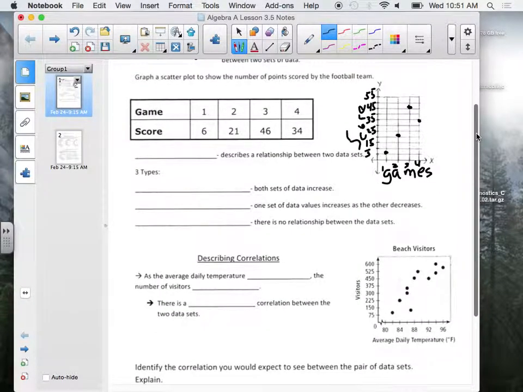So the relationship between these two sets of data, games and score, and these can be any kinds of things like temperature, time, money, anything you want, but the relationship between them is called correlation.